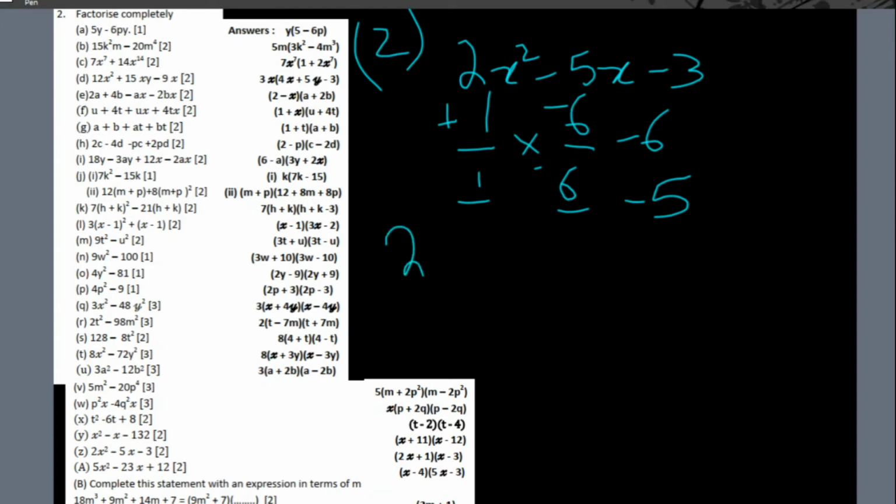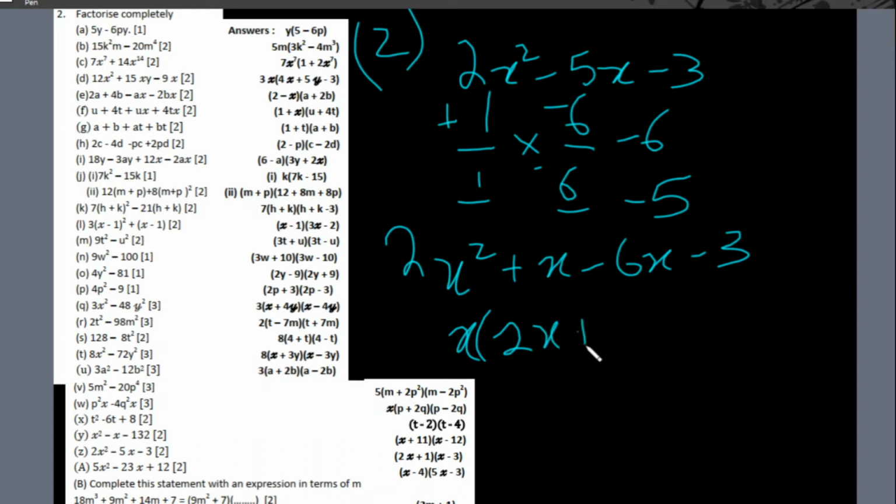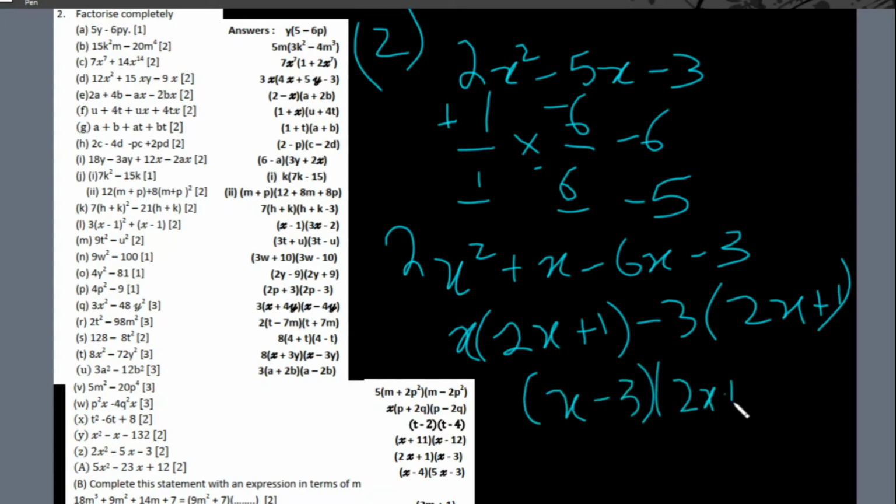So breaking the middle term, 2x square plus x minus 6x minus 3. X is common in the first two, so we're left with 2x plus 1. Then minus 3 is common, 2x plus 1. So we get x minus 3, 2x plus 1. This was part Z.